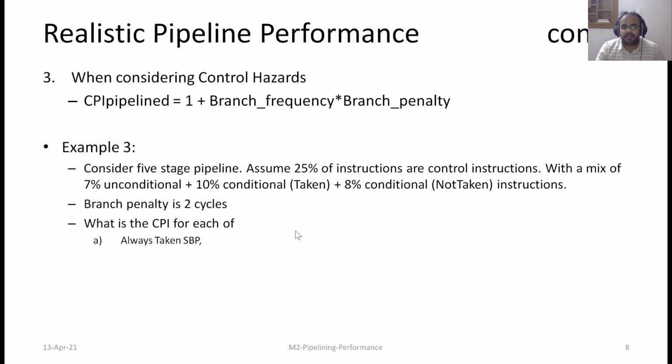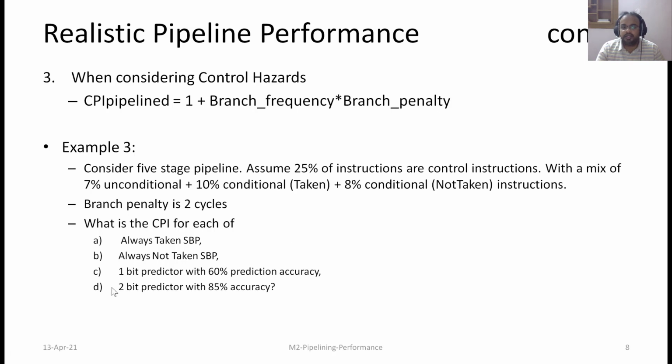Now let's calculate the CPI of the always taken static branch predictor, the always not taken static branch predictor, a 1-bit dynamic predictor with accuracy of 60%, and a 2-bit dynamic predictor with an improved accuracy of 85%. The CPI of the always taken branch predictor would be 1 plus 0.08 times 2.